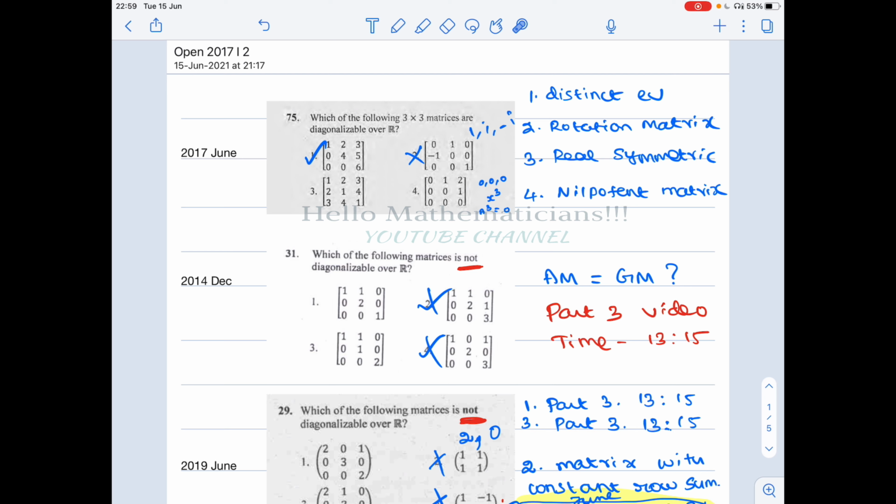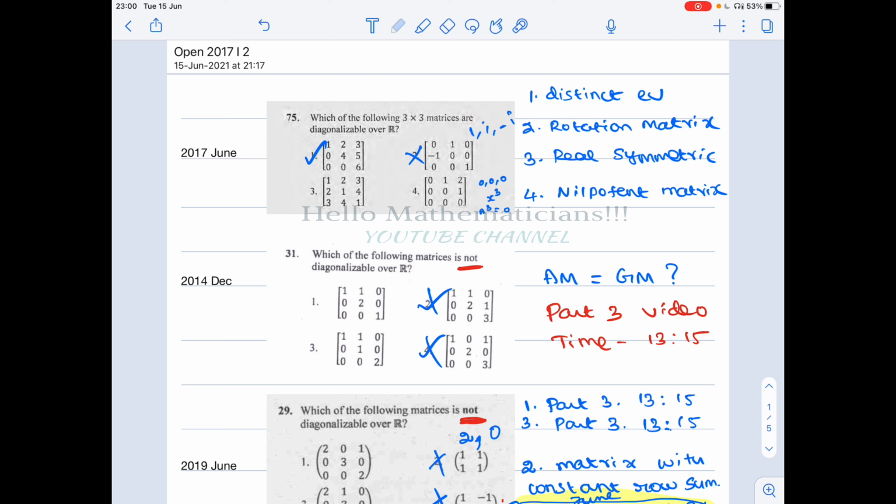I have made a video on rotation matrices, so please check that video if you want to know further about rotation matrices. Anyway, you can also directly calculate the eigenvalues and conclude this matrix is not diagonalizable. It is fine.